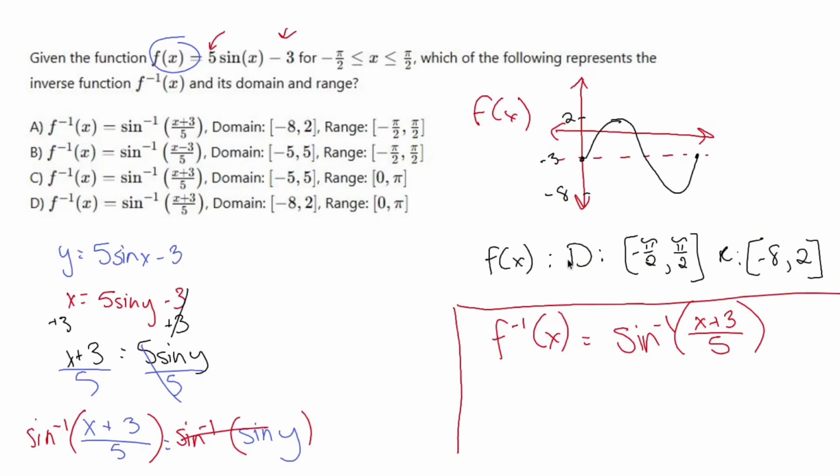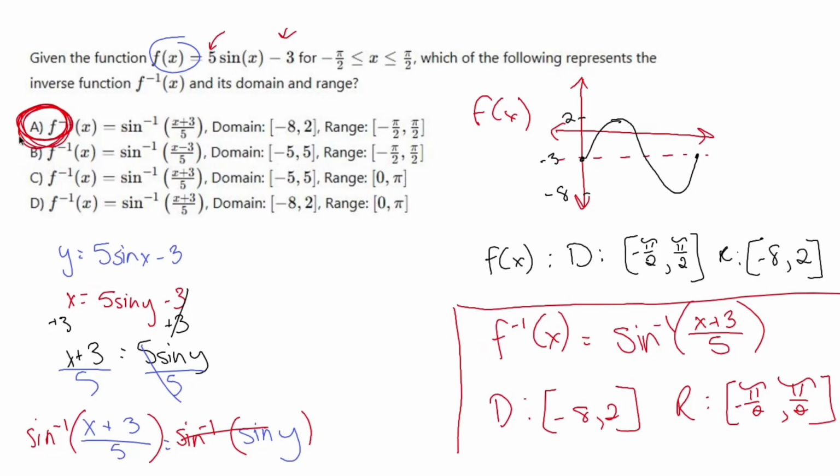Now, when you're given f of x and it has a domain of this and a range of that, swap them. So the domain is now that, and the range is now this. So the domain is going to be from negative 8 to 2. And the range is going to be from negative pi over 2 to pi over 2. And after doing all that, it appears that our answer is A.